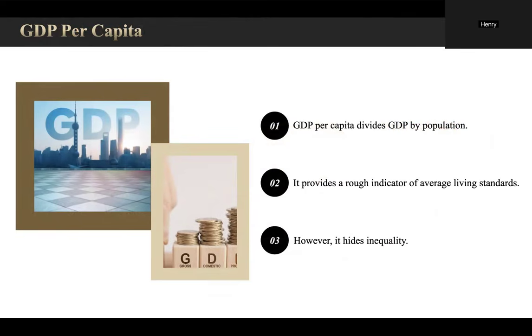Now, to compare living standards, economists often use GDP per capita. This simply means GDP divided by the population. It gives a rough estimate of average income per person. For example, a country with a high GDP but a very large population may not actually be very rich per person. However, GDP per capita has an important limitation. It's just an average. It doesn't show how income is distributed. So a country could have high GDP per capita but still have significant inequality.